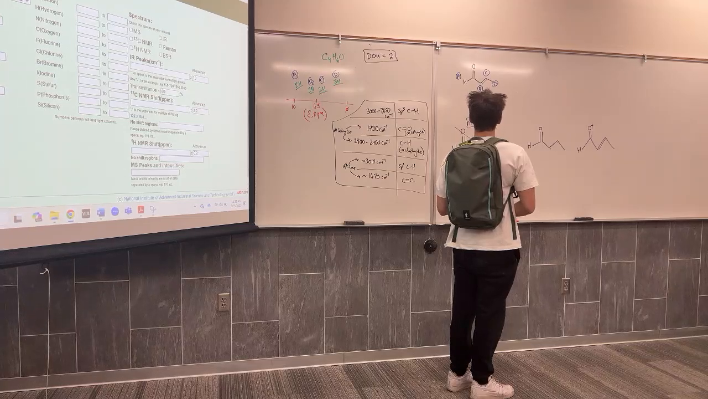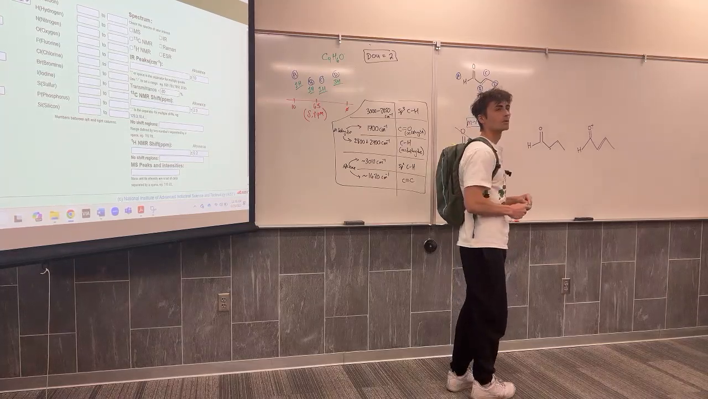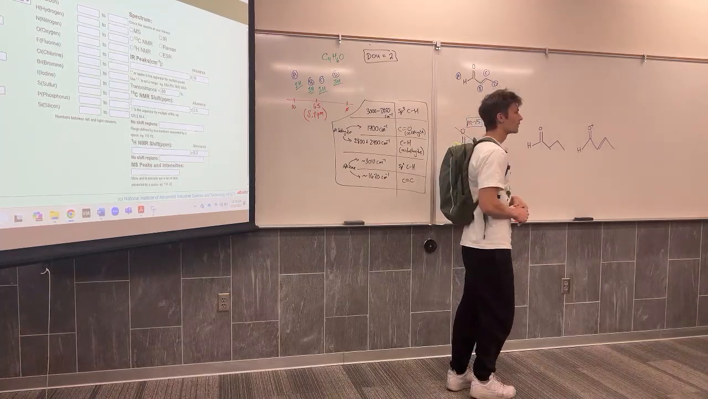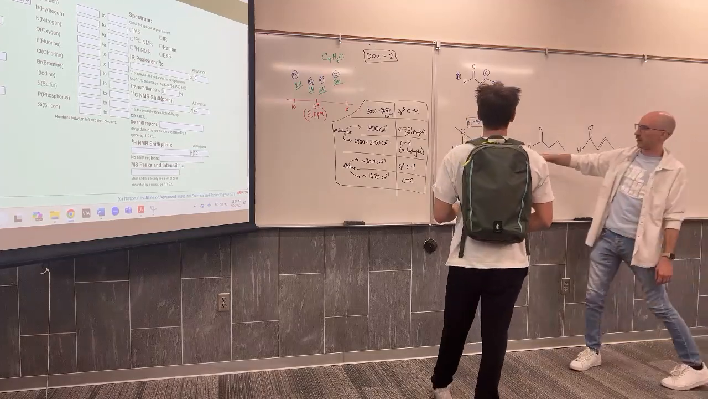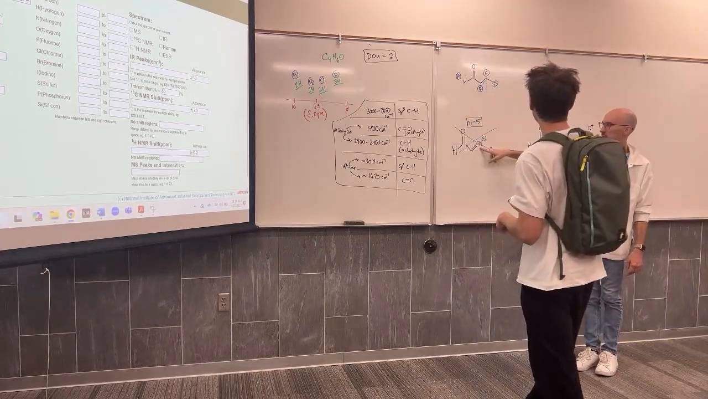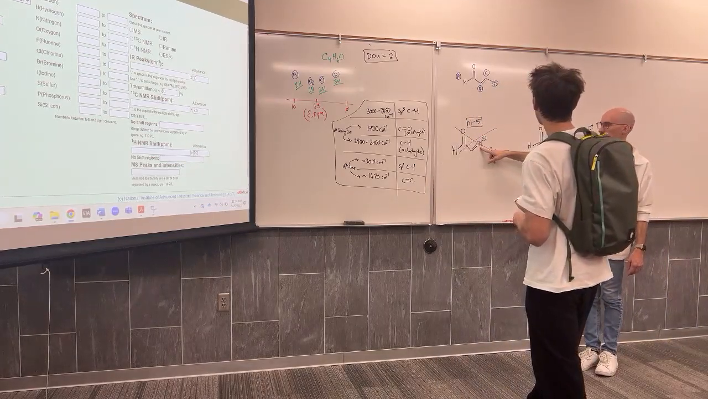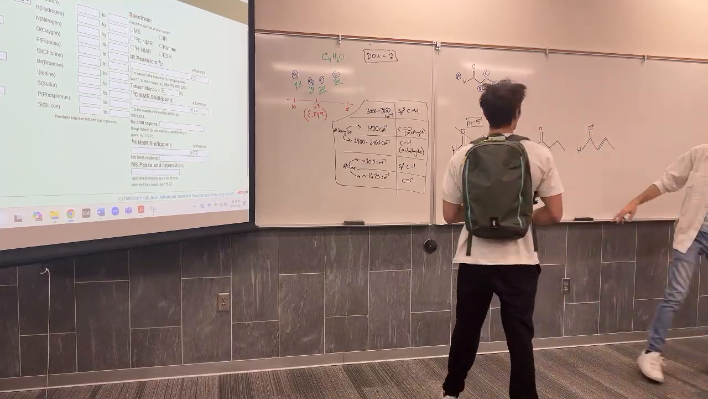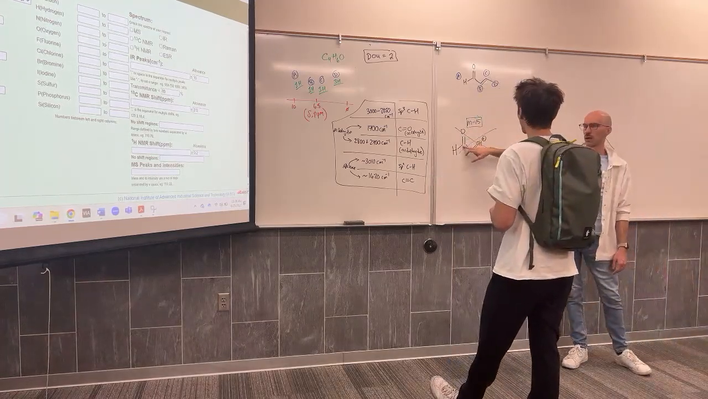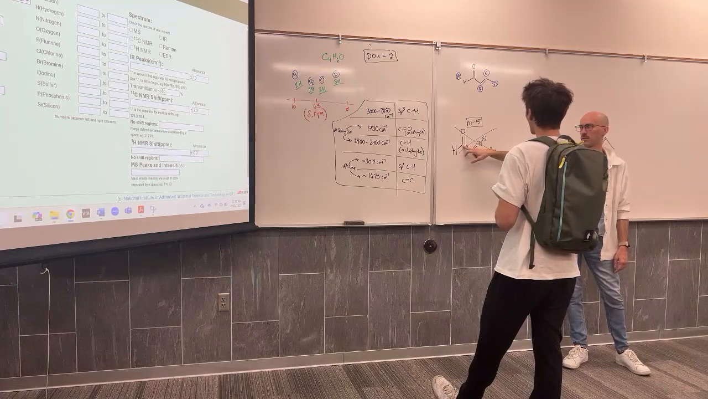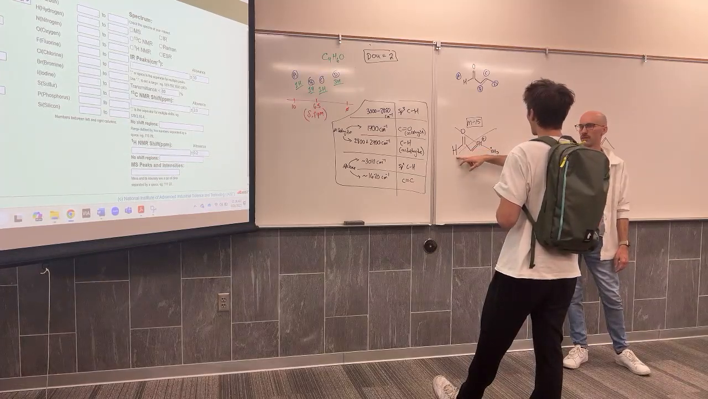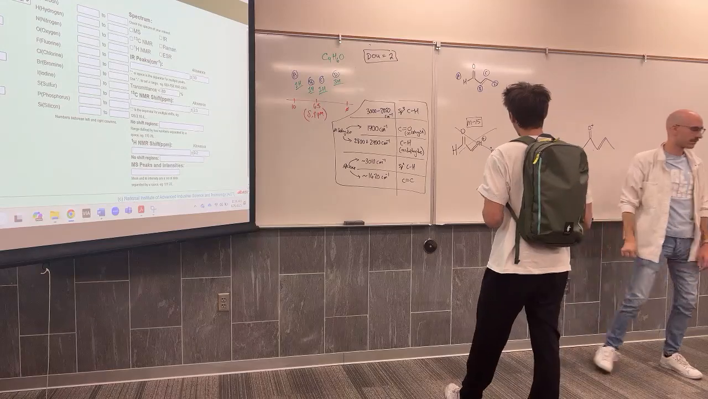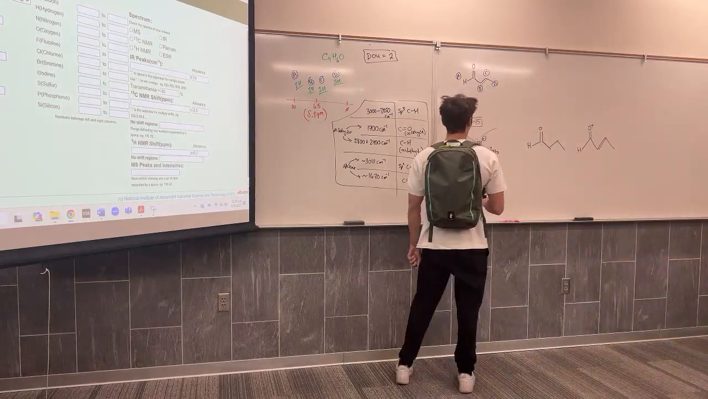So that was a loss of 29. A loss of 29 would probably be 15 and 13. It's just cleaving the aldehyde. Oh, yeah, okay. Well, that's what I did. What would that weigh? 16, 12, and 1, 29. Okay, yeah.